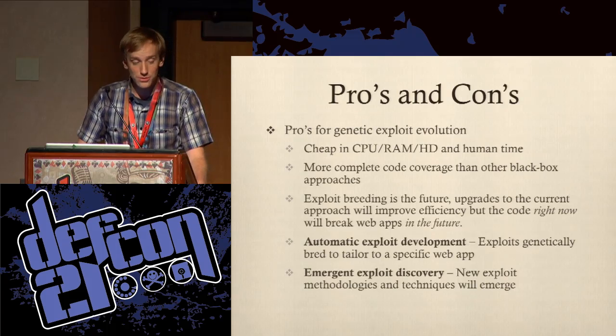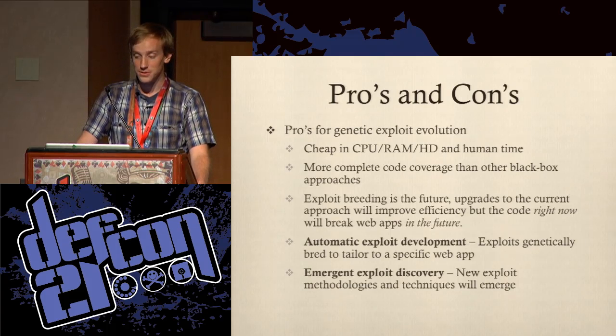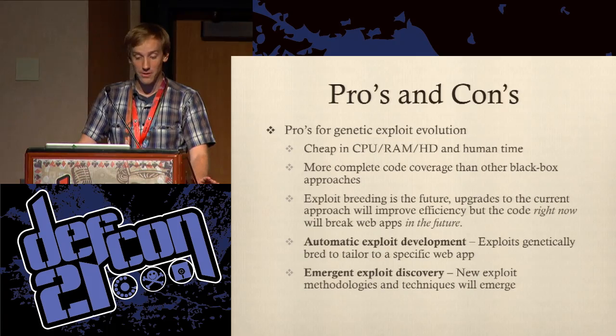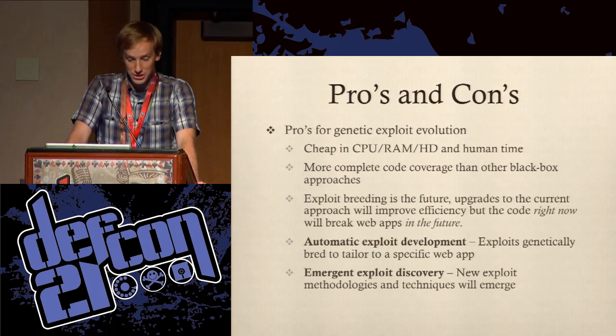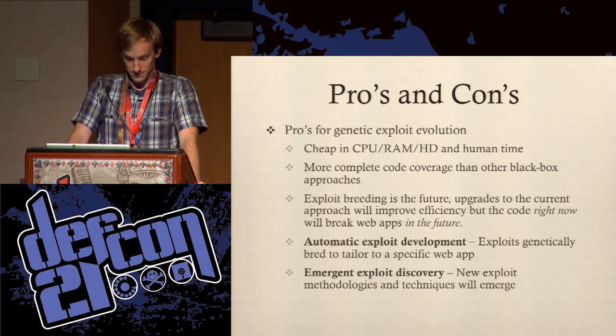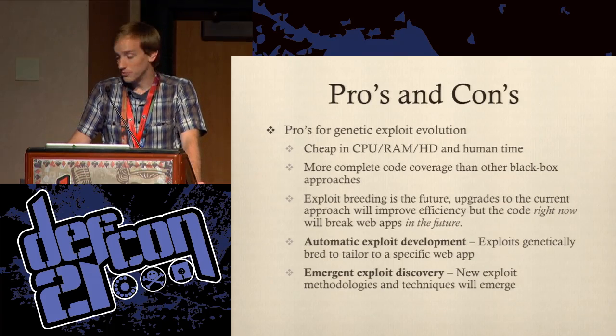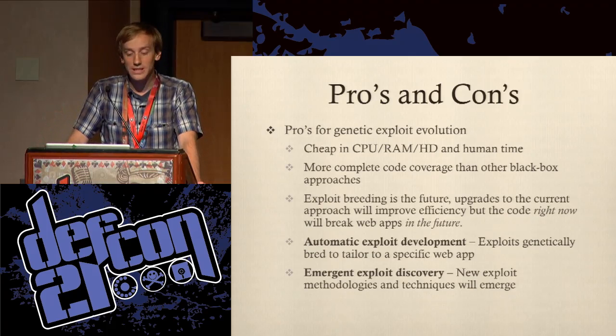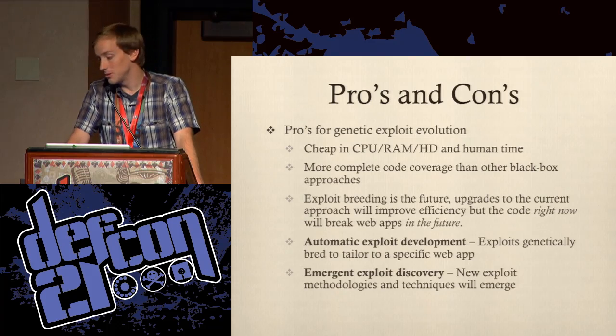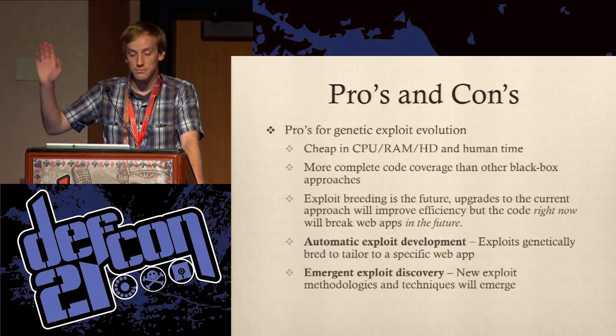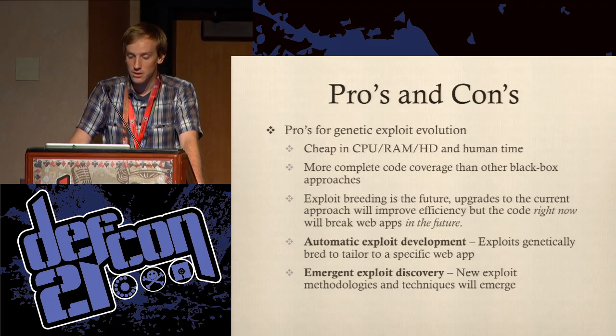But the pros for using genetic algorithms to create exploits are fantastic. They're really cheap in CPU, RAM, hard drive, and human time. You can run that on a Raspberry Pi. Your only limiting factor is the network speed, like how far away are you from the web server? And as far as my time goes, I can just turn it on and it runs. I don't look at it again.